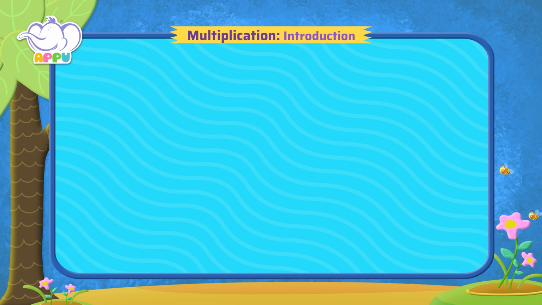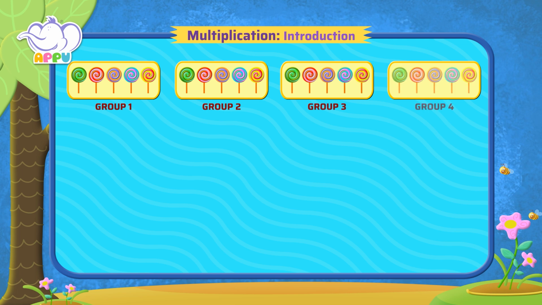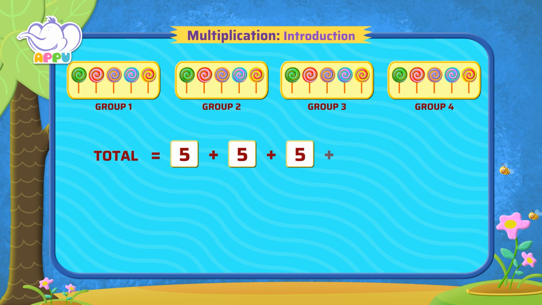Let's look at one more example. We see 5 lollipops each in 4 groups. So how do we find the total number of lollipops? We add 5 4 times. 5 plus 5 plus 5 plus 5, which equals 20.